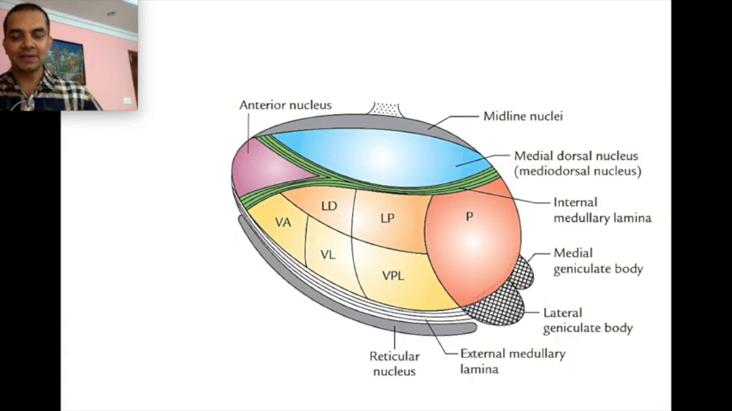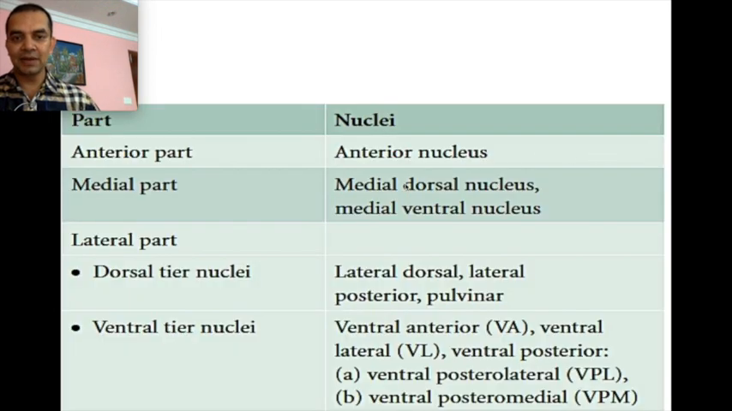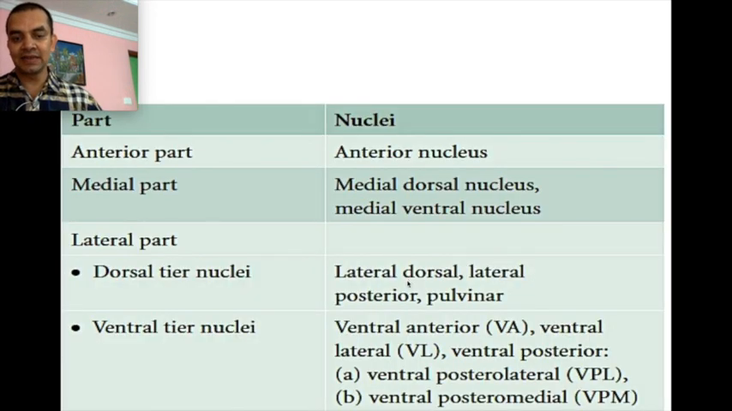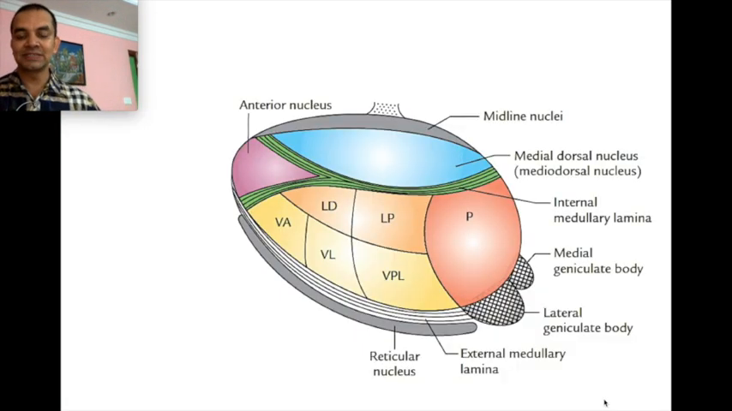If we see the same in the diagram, we have the anterior nucleus here, we have the medial dorsal nucleus here, and if you see previously we had medial dorsal and medial ventral. Now note that the medial ventral nucleus is not seen in this particular section. Similarly, here we have two tiers of nuclei, lateral dorsal, lateral posterior and pulvinar on one side, and in the ventral tier we have ventral anterior, ventral lateral and ventral posterolateral. Again, there were two nuclei, ventral posterolateral and ventral posteromedial, of which the ventral posteromedial cannot be seen from this side.